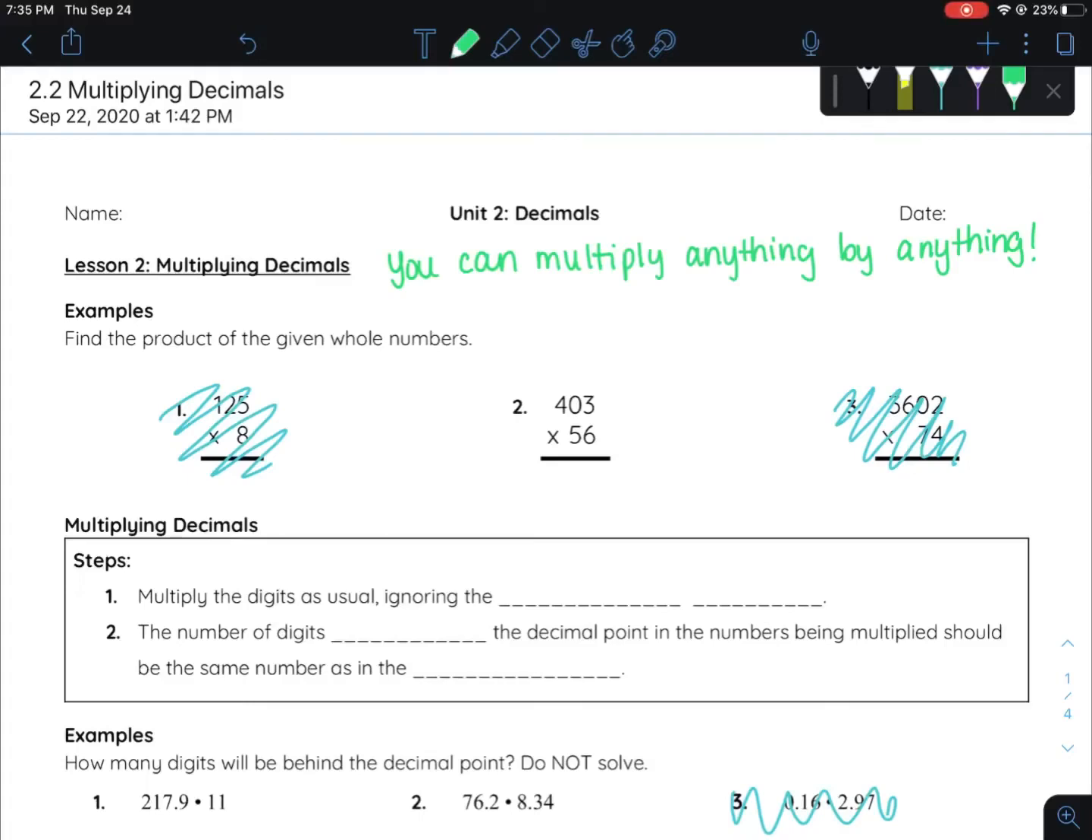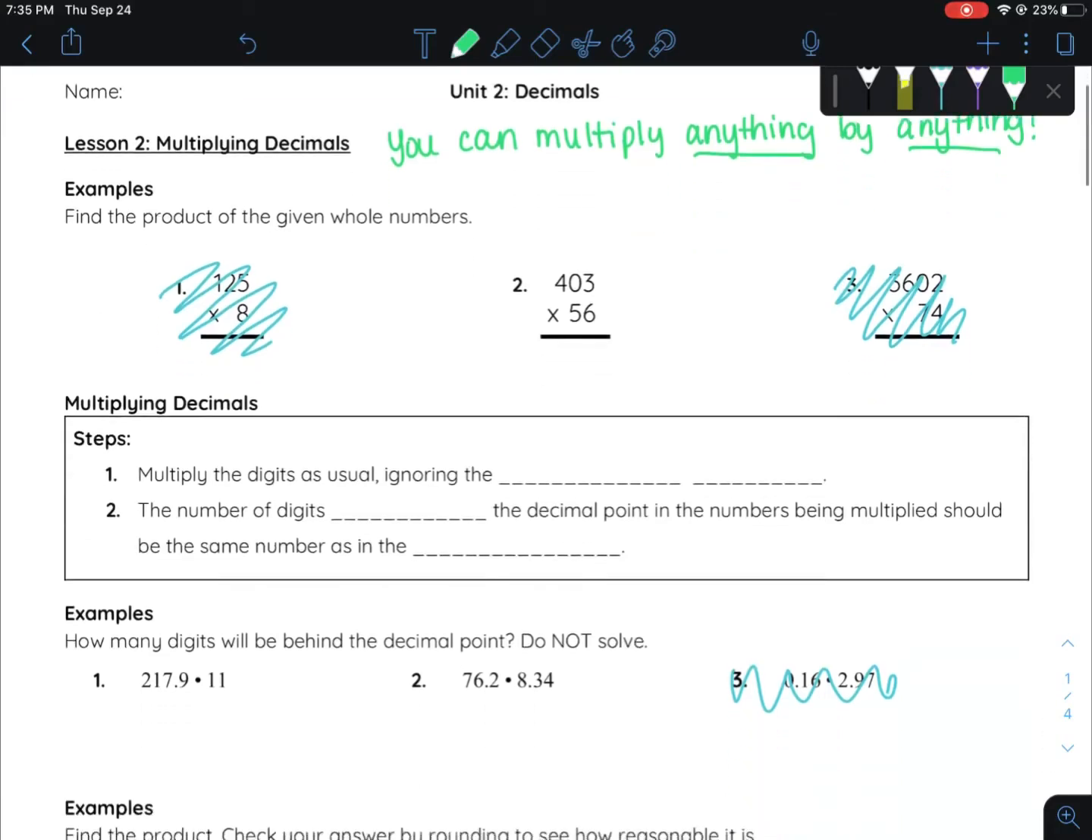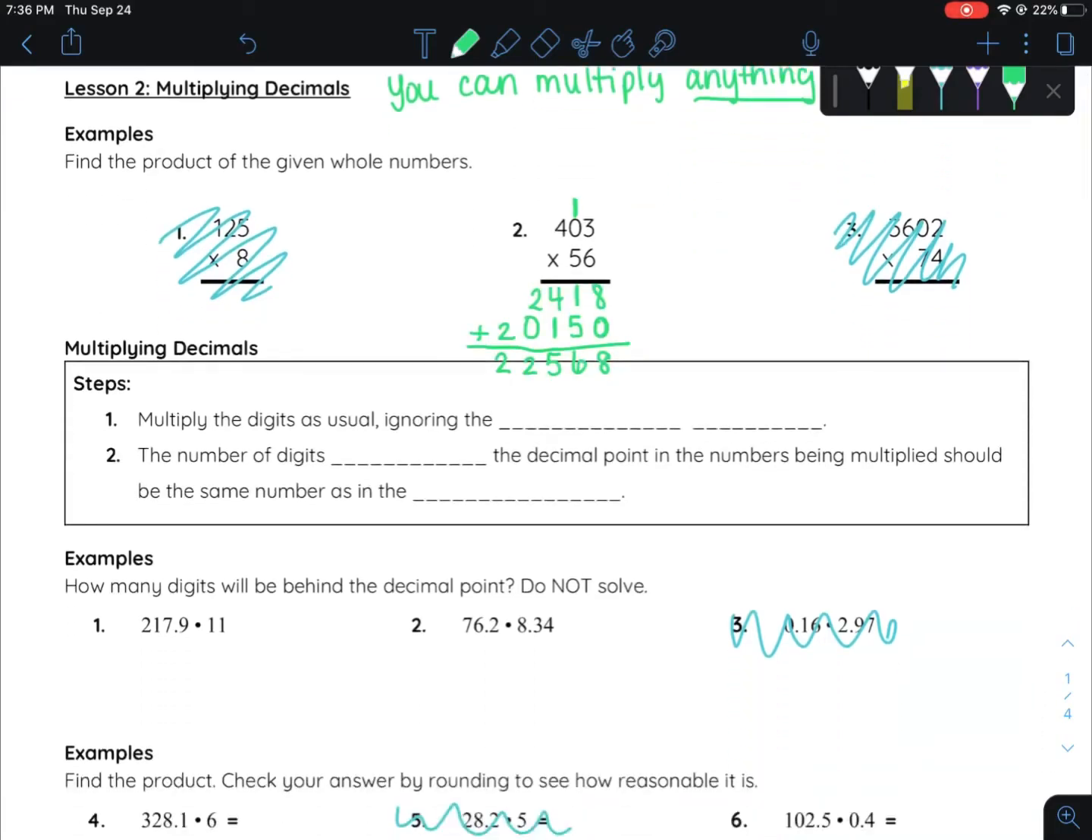For lesson 2, we'll be talking about multiplying decimals. And remember, our main rule of multiplication was that you can multiply anything by anything. That means we don't have to make any changes at all. We can just multiply. So it's exactly the same as whole numbers. Same thing for multiplying decimals. There's just one extra step at the end.